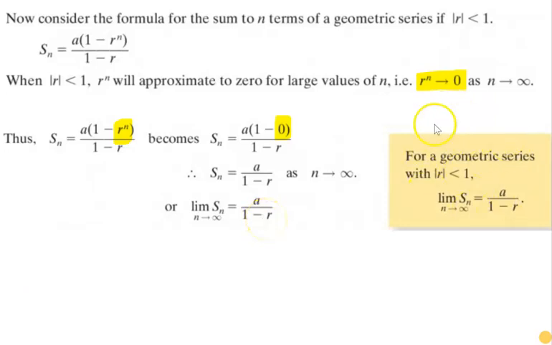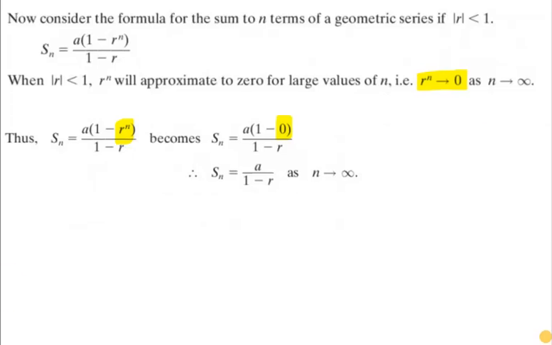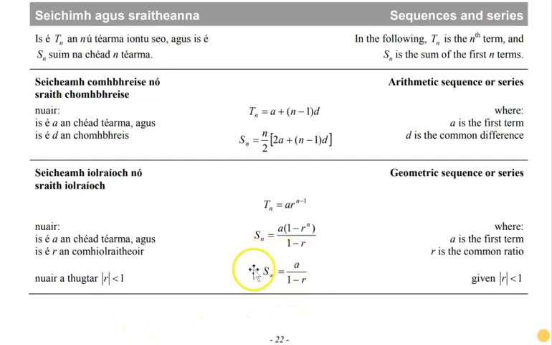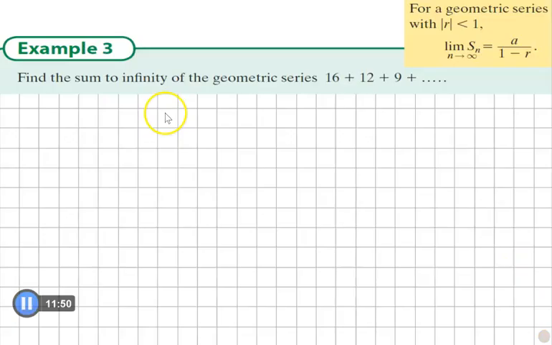So all of this gives us our rule. For a geometric series with r less than 1, the limit of Sn as n approaches infinity is equal to a divided by 1 minus r. This is given to you in the formula book. You don't need to learn it off, but just to show you where it comes from and why it is true, I wanted to show you the kind of proof behind it. You will see it at the bottom of page 22. So S infinity is equal to a over 1 minus r, given that the modulus of r, so the positive value of r, is less than 1.